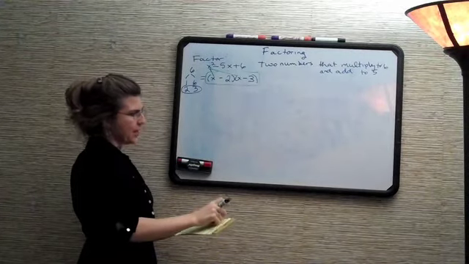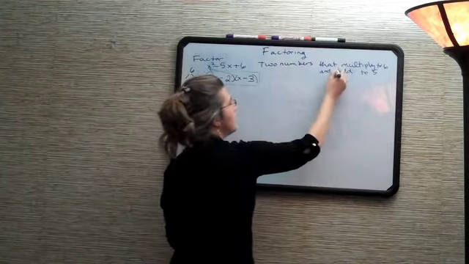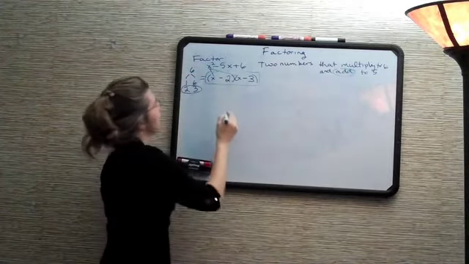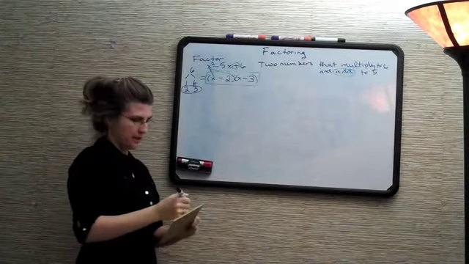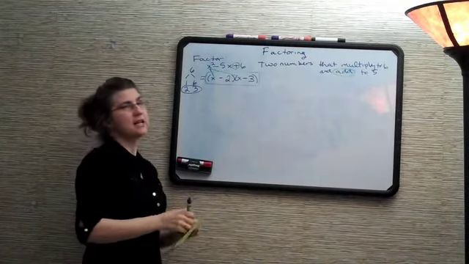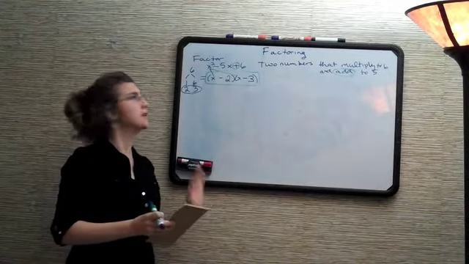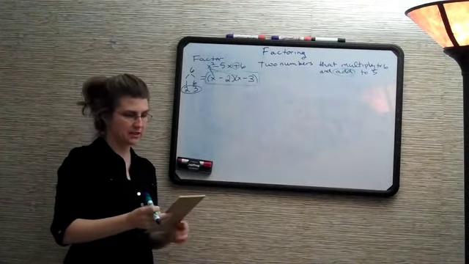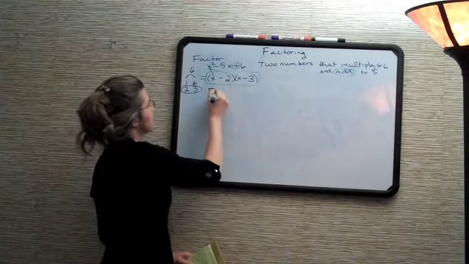So, how do I know that we want two numbers that add to 5? I know that I want two numbers that add to 5 because this sign is positive. If this sign is negative, then I need two numbers that subtract to 5. We're going to do a couple more examples like this, and then we'll look at examples that subtract to give that middle number.